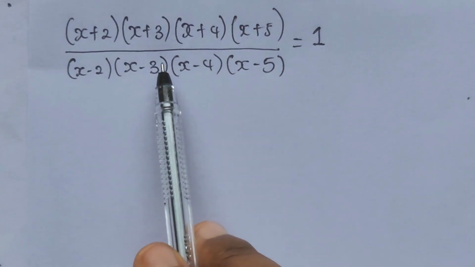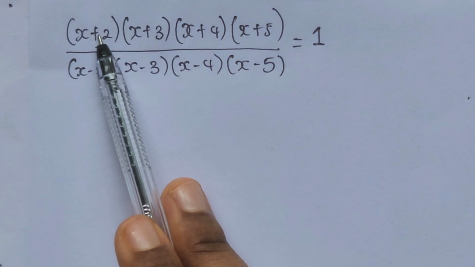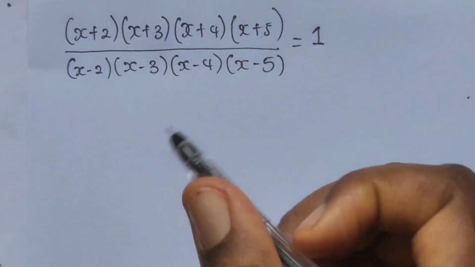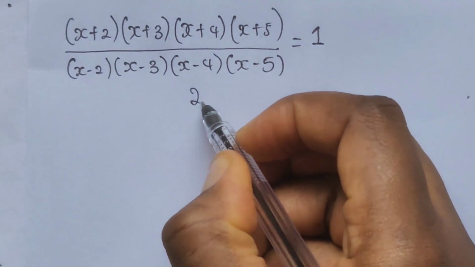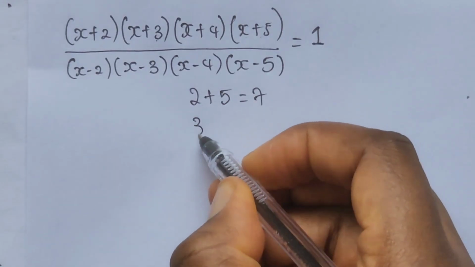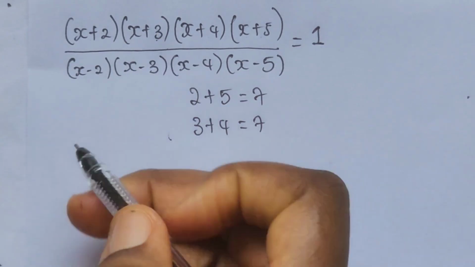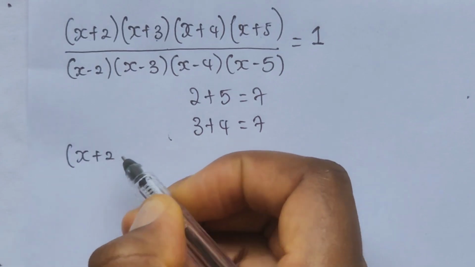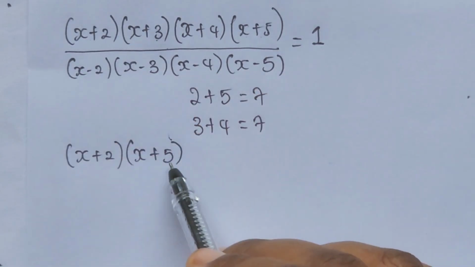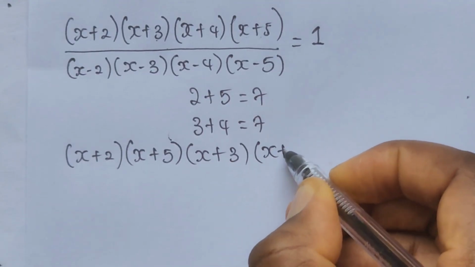Now, looking at the numerator and the denominator, the difference is just the negative sign and the additional value here. From here, we have 2, 3, 4, and 5. We can recall that 2 plus 5 is equal to 7, and 3 plus 4 is equal to 7. So, we can rearrange this to have (x + 2)(x + 5). So we move this to here, and we have (x + 3)(x + 4).